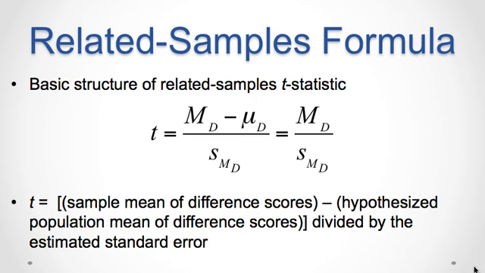Based on the null, the hypothesized population mean of difference scores is always equal to 0, so we can simplify the numerator. We just have the sample mean of difference scores divided by estimated standard error. The numerator measures the actual difference between sample mean of difference scores MD and the population mean of difference scores μD. The denominator measures the expected difference between sample mean of difference scores and population mean of difference scores if the null is true.